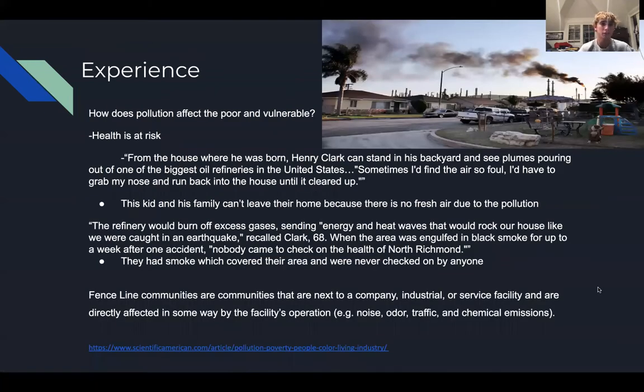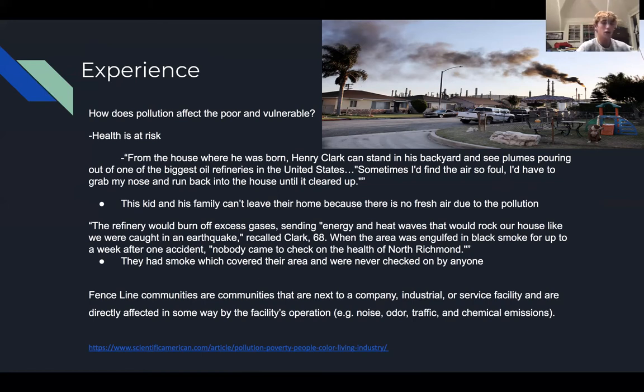Experience. How does pollution affect the poor and vulnerable? So we see there was one example from the house where he was born. Henry Clark could stand in his backyard and see the plumes pouring out of one of the biggest oil refineries in the United States. "Sometimes I find the air so foul I'd have to grab my nose and run back into the house until it cleared up." So this kid and his family can't even go outside because they can't get fresh air because of the pollution.